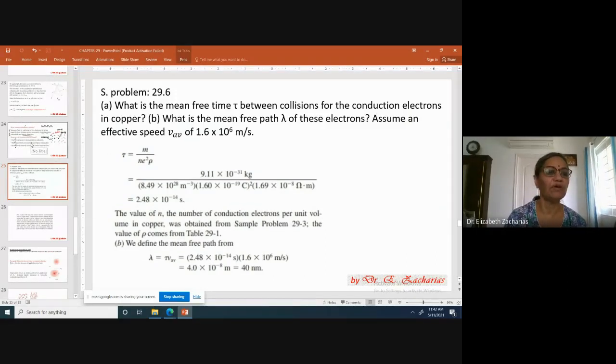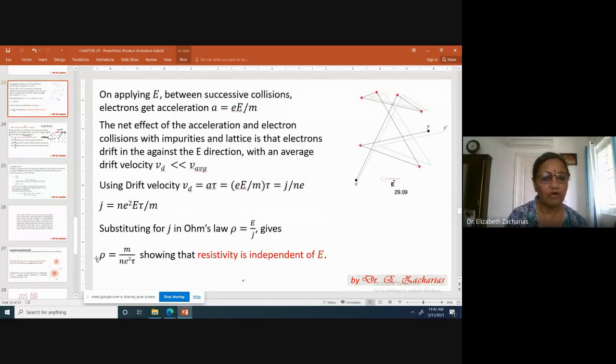Okay. Now let's quickly see one problem. Before we see that problem, I want you to go to one formula that we have used yesterday. Resistivity is equal to m by n e square tau. Tau is called the mean free time, the average time between two collisions. And n is the number density, m is the mass of an electron, and e is the charge of the electron.